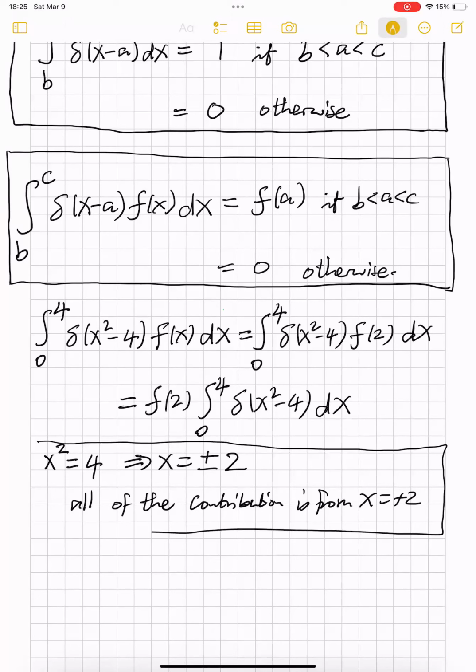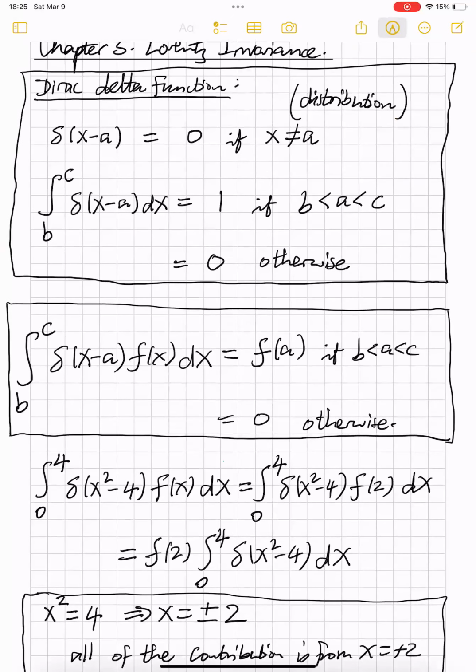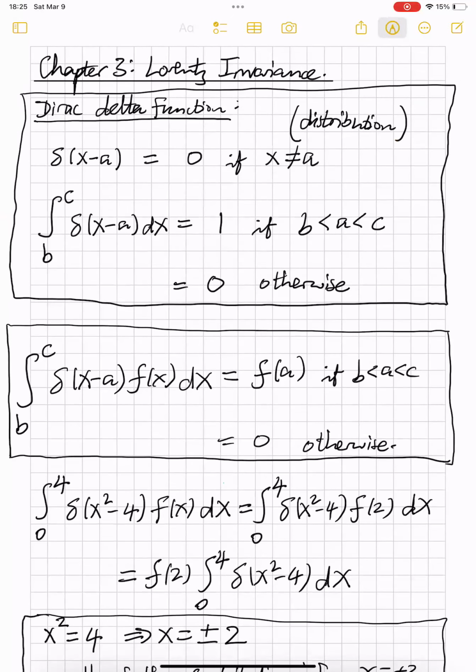Now is the point where you could fall into a hole, make a mistake. When you want to do this final integral from 0 to 4 delta of x squared minus 4 dx, you might look back to the definition of the delta function and say, well, the integral from b to c of delta of x minus a dx was equal to 1, which told me that the area under the delta function was 1. So you might think that the integral from 0 to 4 delta of x squared minus 4 dx is equal to 1. Well, it isn't.